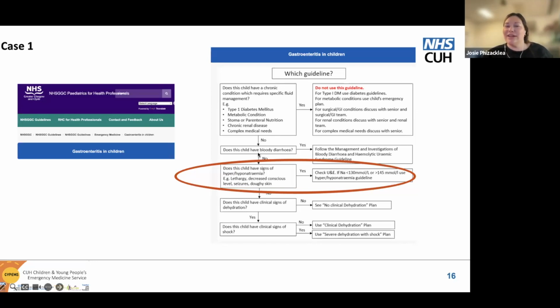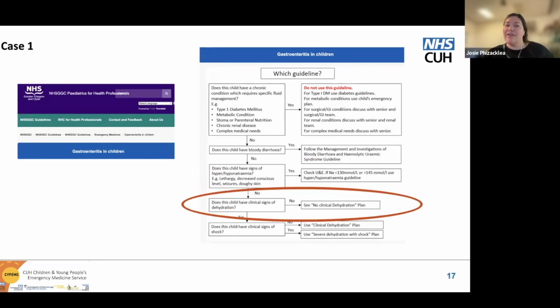And it asks the question, does the child have bloody diarrhea? If they do, you're then going to go down a different route, looking at bloody diarrhea and hemolytic uremic syndrome guidelines. If there's signs of low sodium, so if they are genuinely very lethargic with decreased conscious level, or they have a history of potential seizure episodes, they've even said if the skin looks doughy, which again is quite subjective, but those are the children where you will want to do bloods, even gas, just to look at the sodium. So I wouldn't include those children in this. And do they have clinical signs of dehydration? So this is going to determine which of the pathways you use on their guideline.